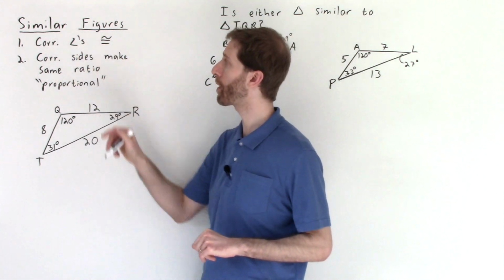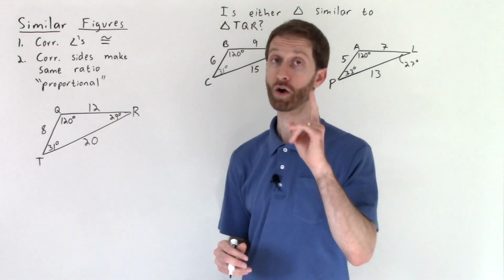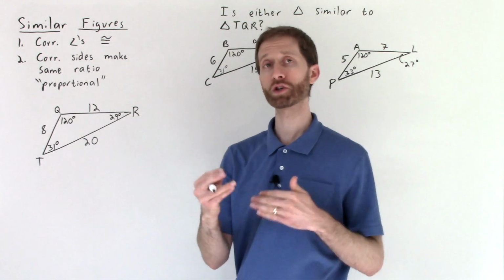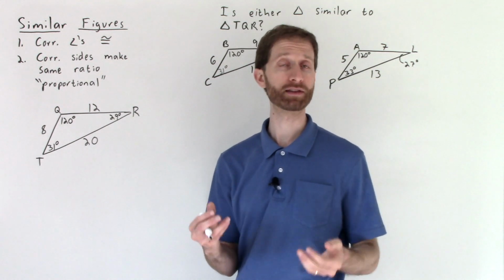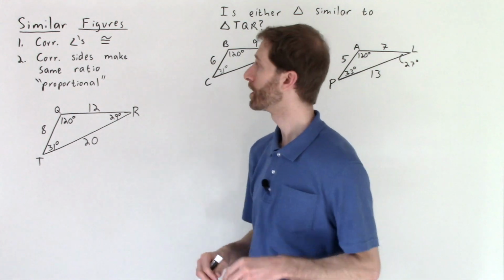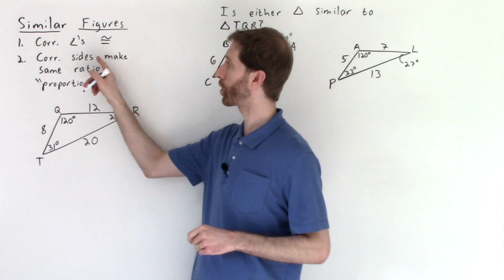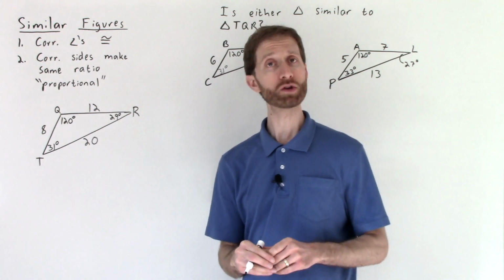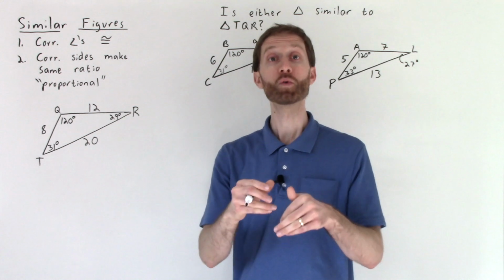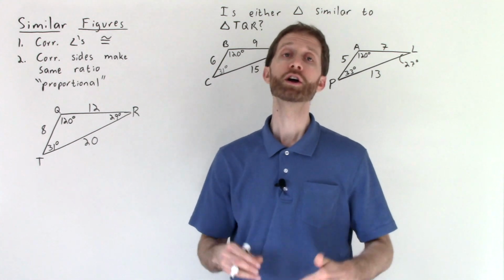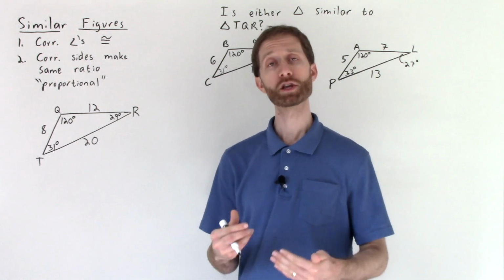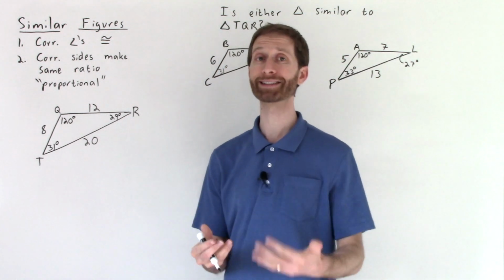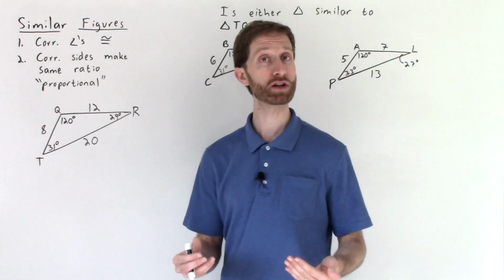So the two components that make figures similar are, 1, corresponding angles are congruent. So the corresponding angles in any two shapes have to have the same measure in order to be similar. In addition to that, we've got to have the corresponding sides make the same or equal ratios. The word we use for that when we have equal ratios would be a proportion, right? Or the sides are proportional. So to check and see if sides are proportional, we simply find the ratios of corresponding sides and see if they're all the same ratio.